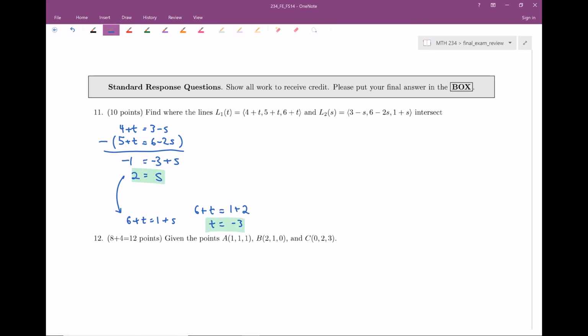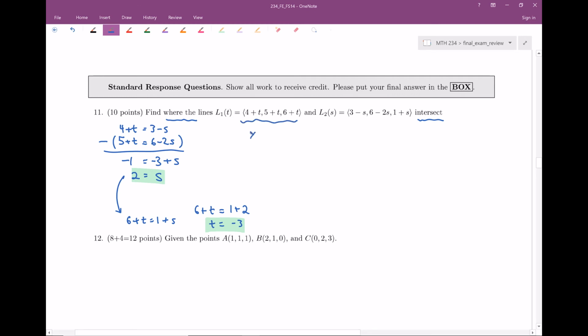Now we do have to be careful. This says where do the lines intersect? Usually when it says that, it wants an x value, a y value, and a z value. So I have an s and a t value, but I'd like to figure out what are the x, y, and z's that correspond to that. So I'm going to use the first equation here, but you can use either one.